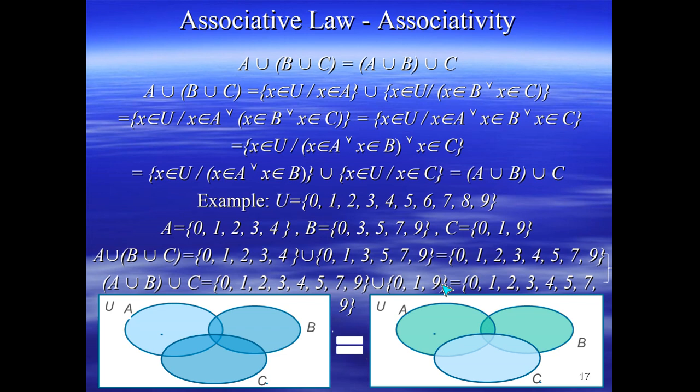Union 0, 1, 9. Okay, I formed it. And I see 0 is common, but I counted it once, and 1 and 9 are all common. So I don't count 0, 1, 9 again. What I obtain is 0, 1, 2, 3, 4, 5, 7, 9. 9 came past here by my mistake, but it's okay. 0, 1, 2, 3, 4, 5, 7, 9.